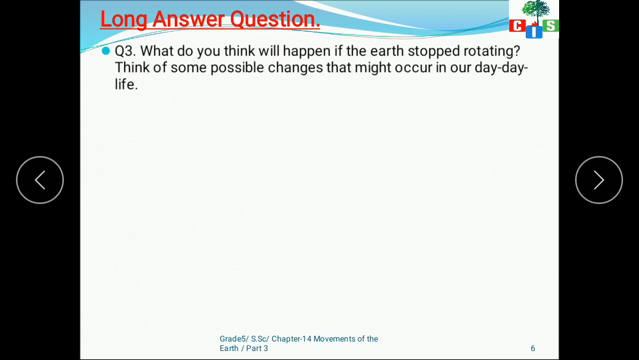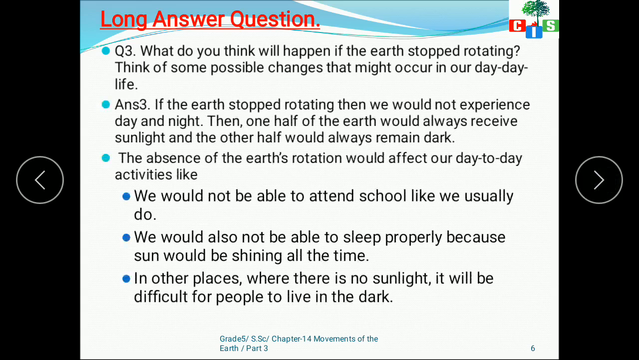In the long answer questions, there are 3 questions. I have solved one for you. So let's see the tricky one. The third question is, what do you think will happen if the earth stopped rotating? Think of some possible changes that might occur in our day-to-day life. If the earth stopped rotating, we would not experience day and night. Half of the earth would always receive sunlight and the other half would always remain in dark.